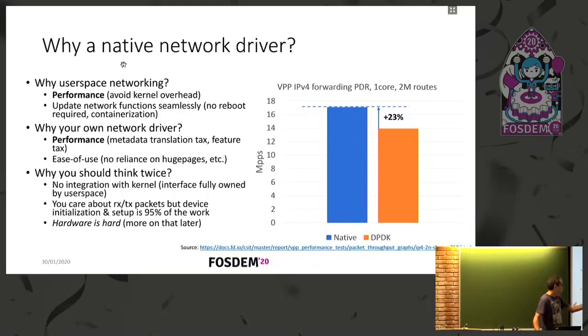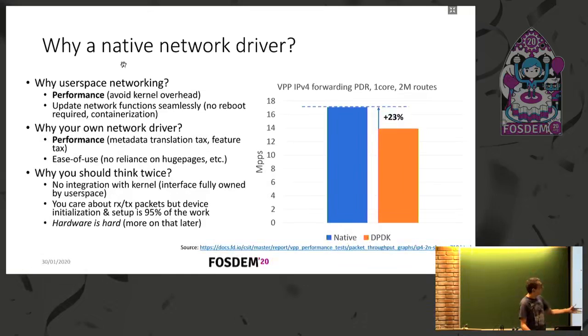And this is an example here where we did a native development. It was for the Intel XL710, so 40 gig Intel NICs, where by developing our own native drivers, we gain about 25% performance boost on some workloads like IPv4 forwarding with 2 million routes. So that's something which is important for us.